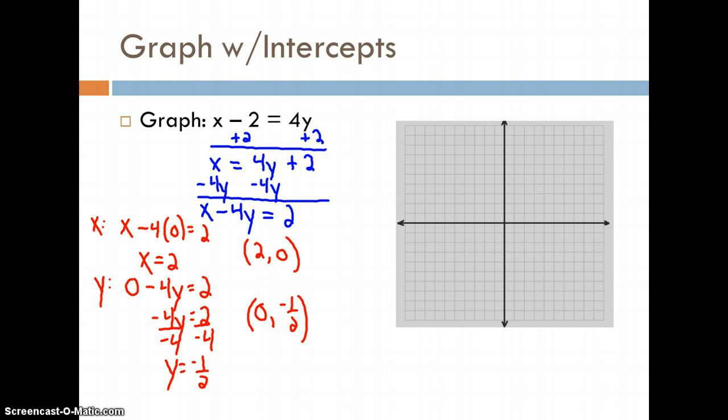So I have the 2 points that I need to graph. All I need now is to plot them. (2, 0) is right here, and then (0, negative 1/2) is right here. And from there, we connect those 2 points with our line, and we're done. Got the standard form, intercepts, graph. That's all it is.